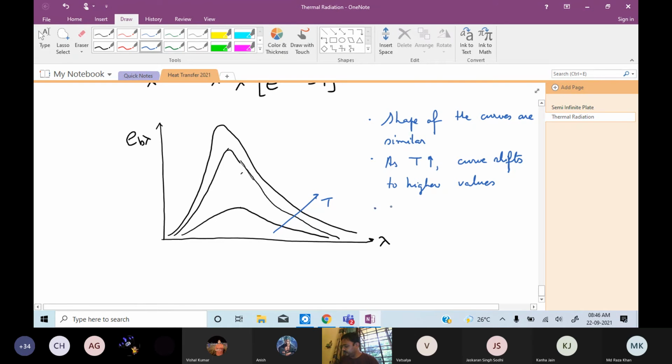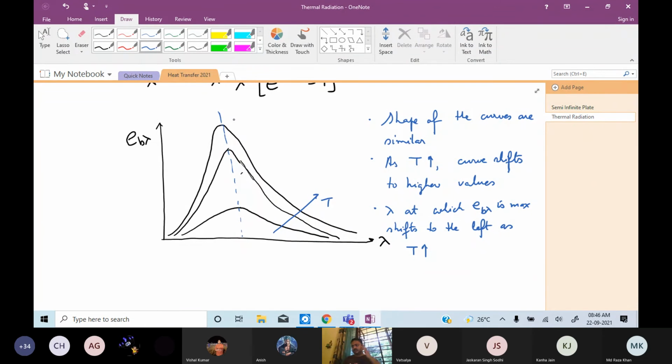And number three, the lambda at which E_b lambda is maximum shifts to the left as temperature increases. These are three observations that we can see, right? If I plot this, the last one especially, this is how it is, right? It is shifting to the left, this peak. Does everybody agree? Or are there any questions?